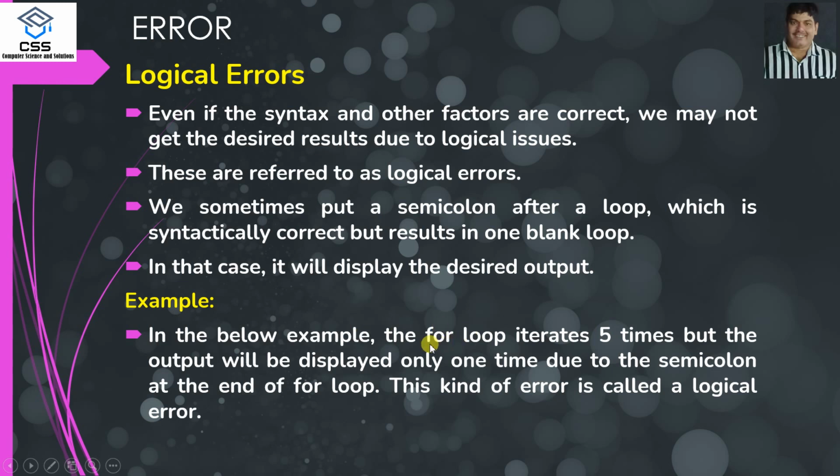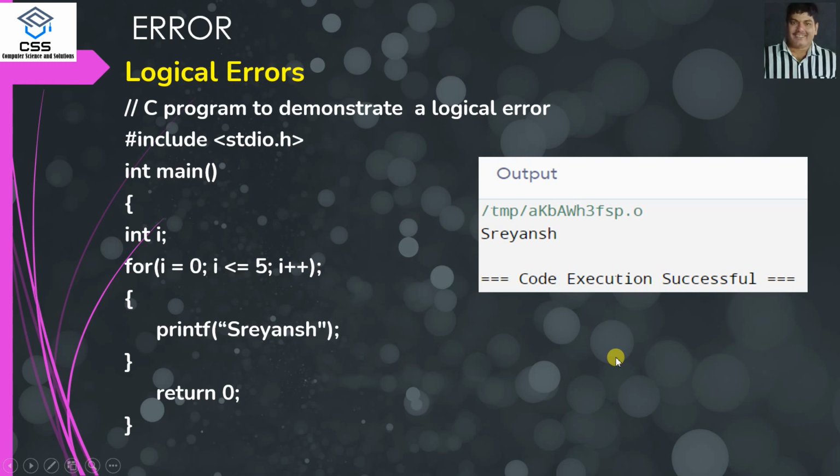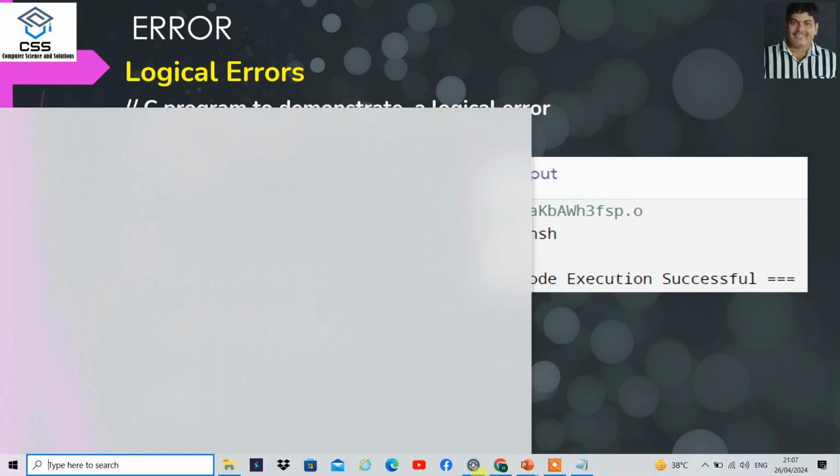For example, if we want to execute the loop 5 times, but beside the loop we put a semicolon, that error gives rise to a logical error. For example, here i is continuing 5 times, and hence Shreyansh should display 5 times, but Shreyansh will display once, because the semicolon is given, which means the loop is discontinued, the loop has no significant meaning, and repetition of the task will not help.